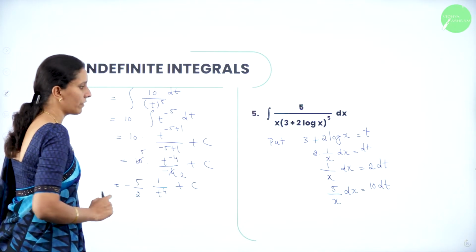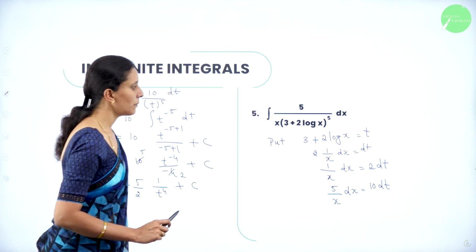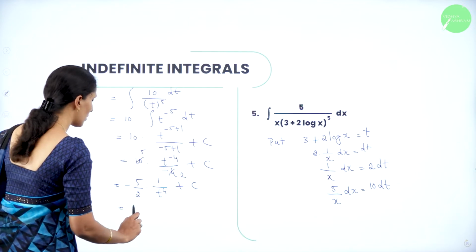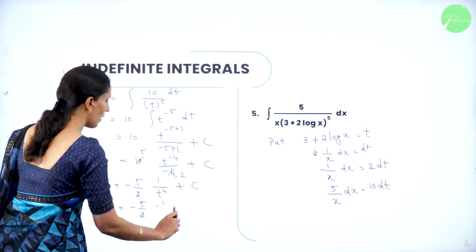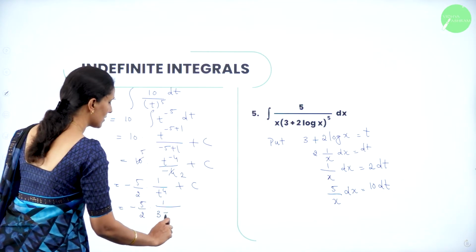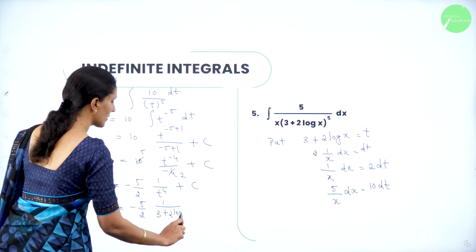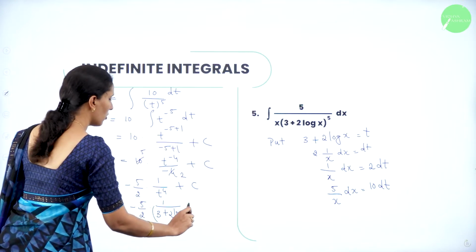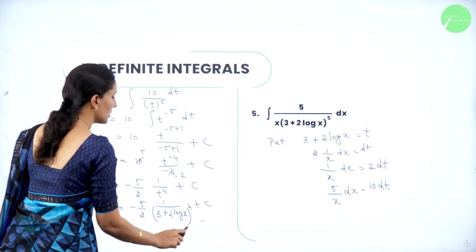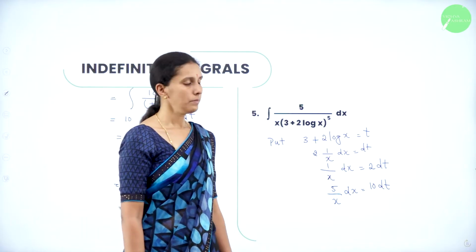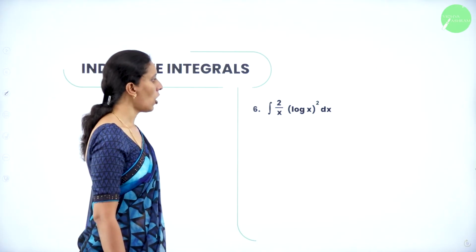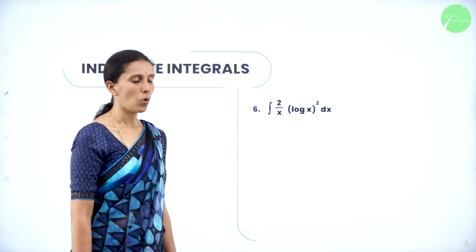What is t we have taken? We have taken t as 3 plus 2 log x. So therefore the value becomes minus 5 by 2 into 1 by (3 plus 2 log x) whole power 4 plus c. So this is the integral value. Next one, 2 by x log x whole square.